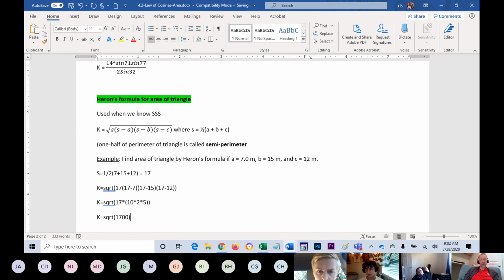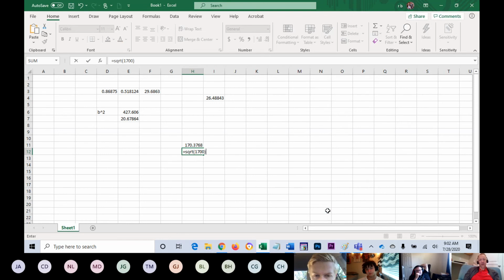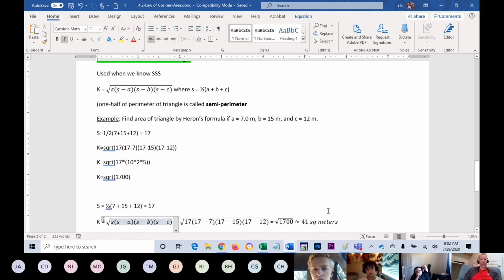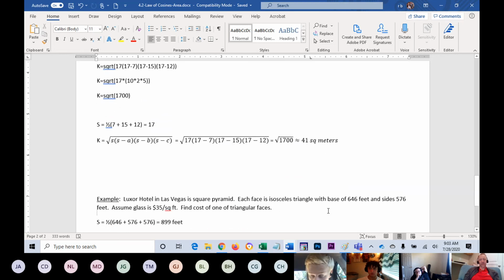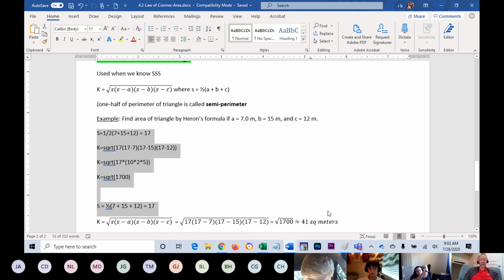Square root of 1700, which, as everybody knows, is 41.23. I knew you guys all knew that in your head, right? 41 square meters. Okay. All right, piece of cake. You guys liking this?